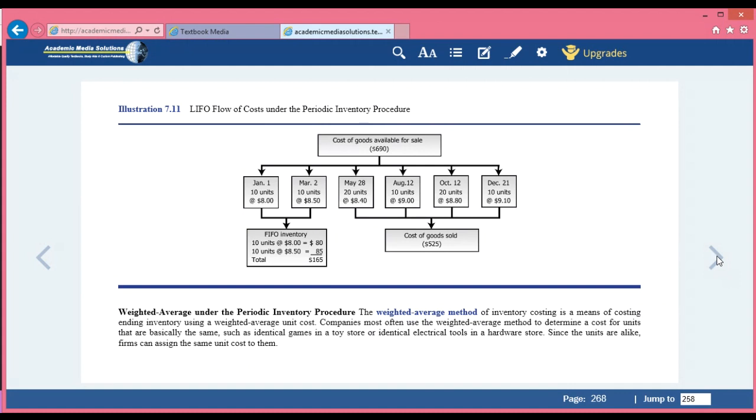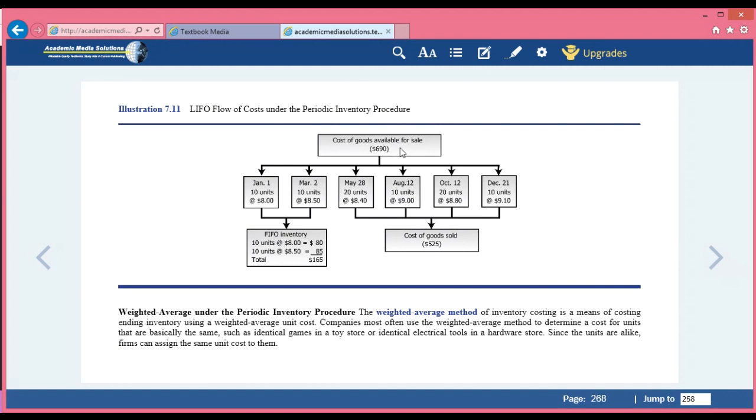So under that pricing method, they would say cost of goods sold, the last items in, the last purchases, is what they're going to say they sold. The earlier items stay on the books as inventory. So this should say, that's an error right there. That should say last in, first out inventory. They've got an error right there in the book. That should be LIFO inventory, not FIFO, because FIFO was the one we just did.